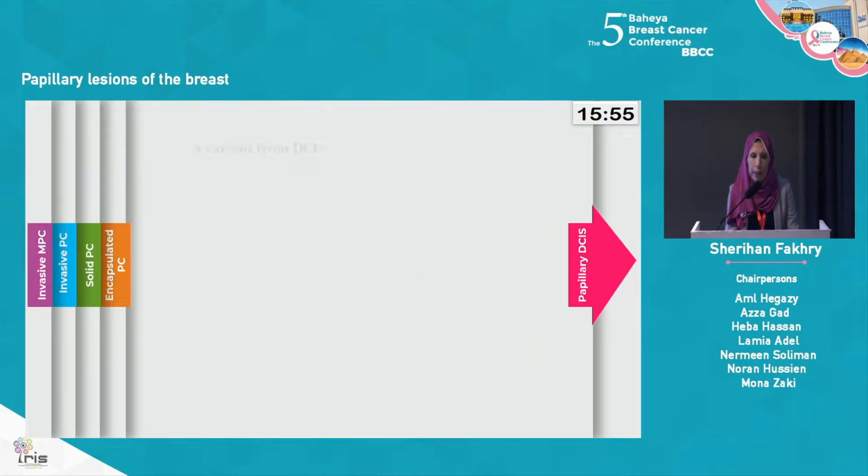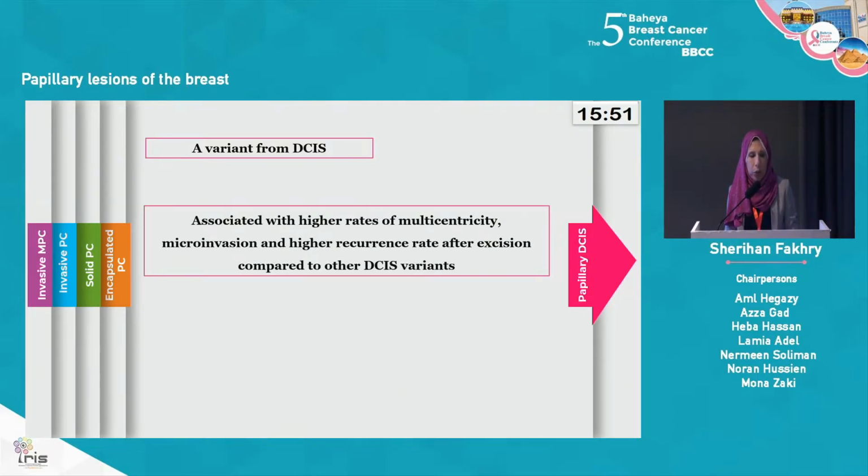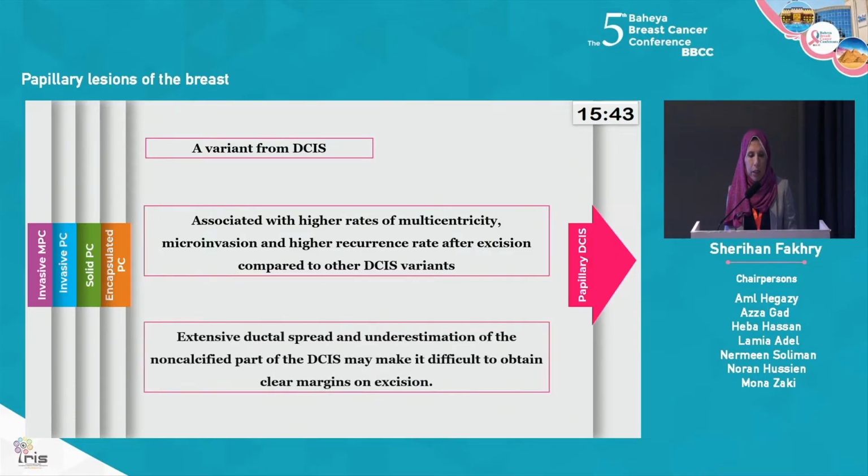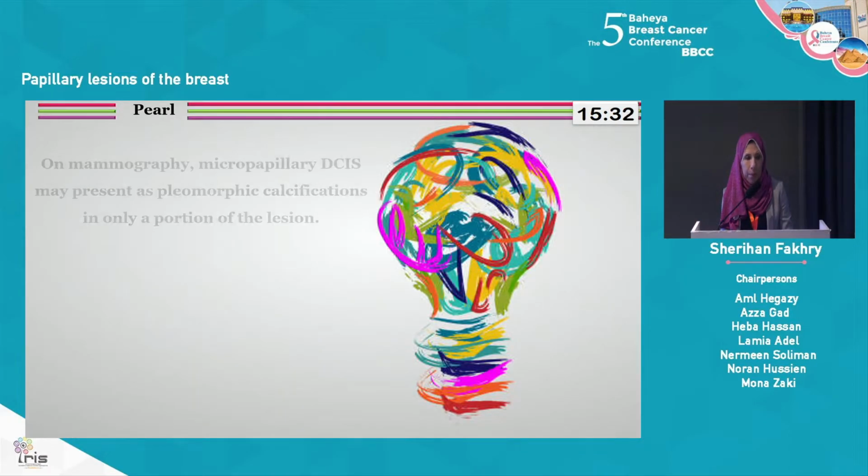Starting with papillary DCIS, it is a variant of DCIS associated with higher rates of multicentricity, microinvasion, and higher recurrence rate after excision compared to other DCIS variants. And this may be due to the extensive ductal spread and underestimation of the non-calcified part of the DCIS, which may make it difficult to obtain clear margins after excision.